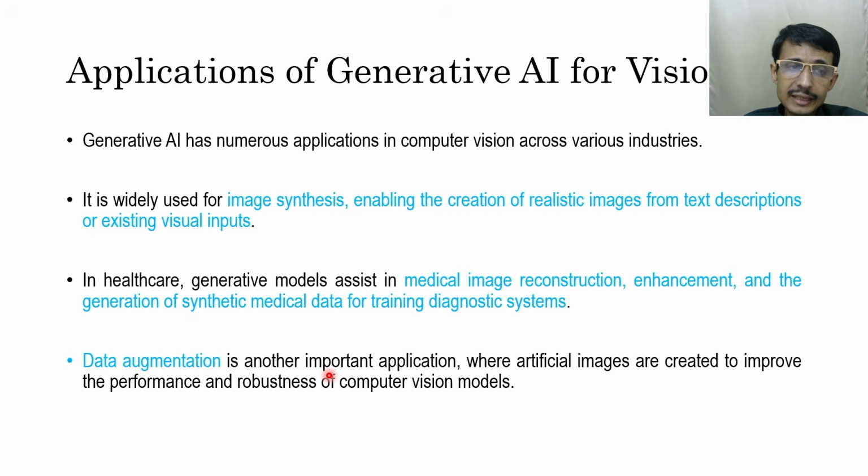Now, where there is data scarcity, data augmentation is another important application, where artificial images are created to improve the performance and robustness of the computer vision models. We said that these computer vision models are deep models nowadays in the supervised paradigm. So we need a lot of data to get robust vision models. And if we generate this synthetic data, this data augmentation will become very useful for these applications.